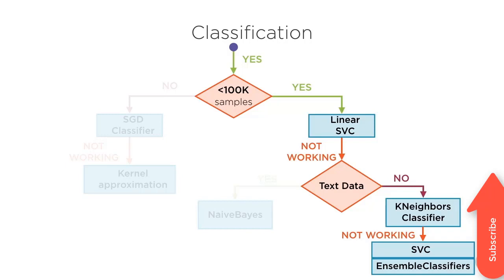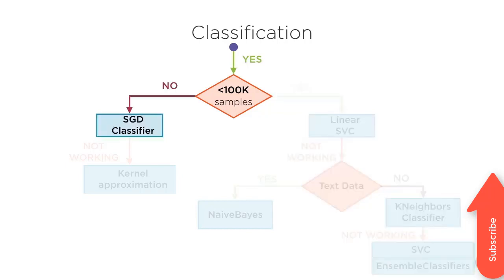Now, if the number of samples in your dataset is huge, greater than 100K samples, the stochastic gradient descent classification algorithm is one that you might choose. If the SGD doesn't work well, there are other advanced techniques that you can apply, such as kernel approximation, that is beyond the scope of this course, and we won't be covering that here. But we will discuss in some detail some of the other classification algorithms that we spoke of.